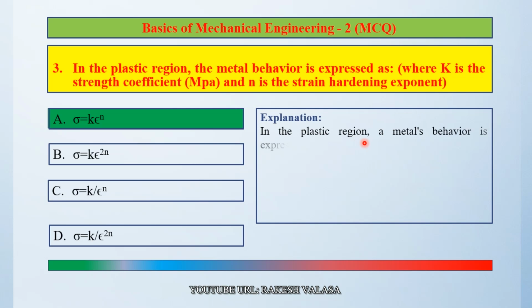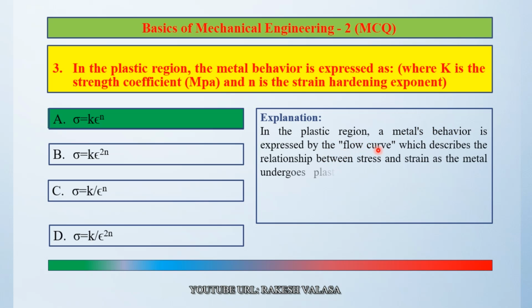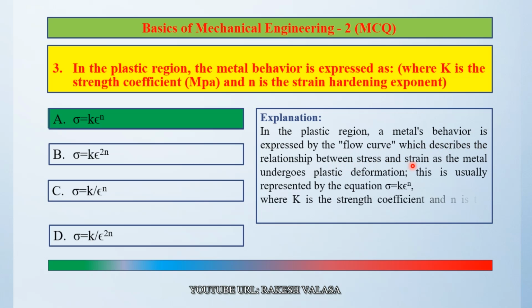In the plastic region, a metal's behavior is expressed by the flow curve, which describes the relationship between stress and strain as the metal undergoes plastic deformation. This is usually represented by the equation sigma equal to K epsilon power n, where K is the strength coefficient and n is the strain hardening exponent. So the correct answer is option A, sigma equal to K epsilon power n.